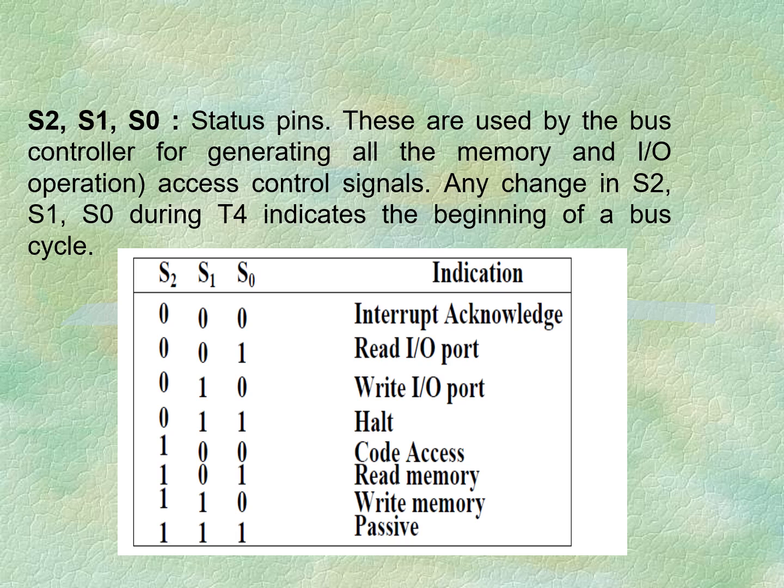Taking an instruction, which cycle it is in the current scenario can be identified through the status pins S2, S1 and S0. We know that for executing a single instruction, 8 machine cycles are required: opcode fetch, read, write (the read and write can be memory read or IO read, memory write, IO write), interrupt acknowledge, stop or halt, and next is passive. So in order to classify all the 8 machine cycles, we can use S2, S1 and S0.